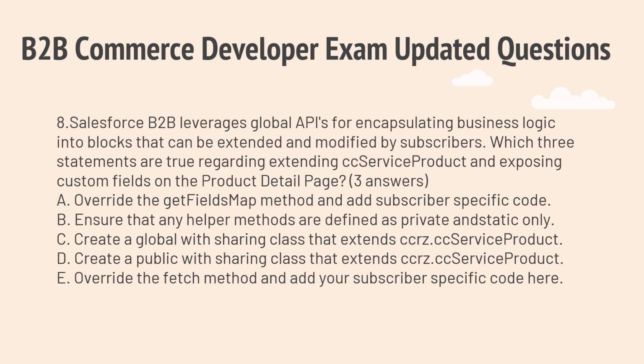B. Ensure that any helper methods are defined as private and static only. C. Create a global with sharing class that extends CCRZ CC service product. D. Create a public with sharing class that extends CCRZ CC service product. E. Override the fetch method and add your subscriber-specific code here.